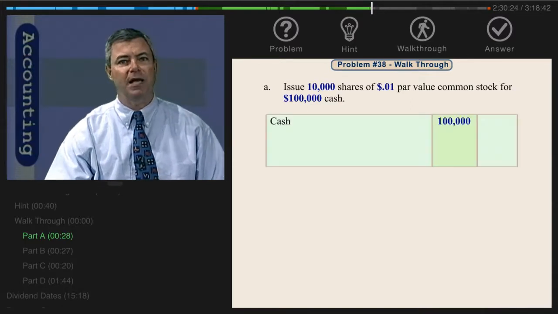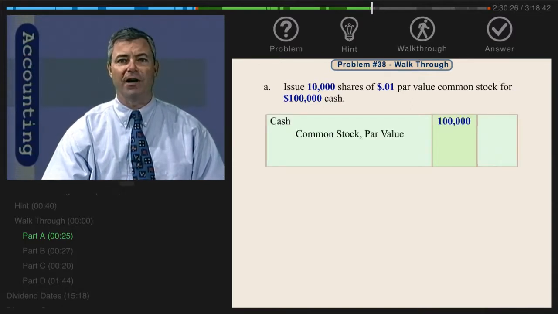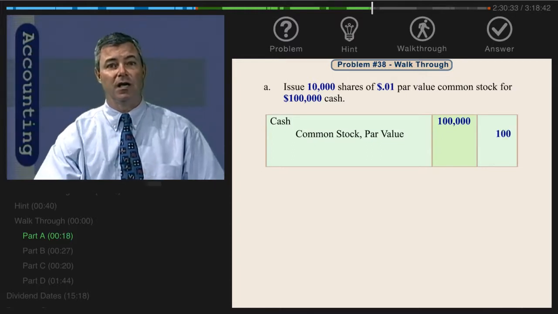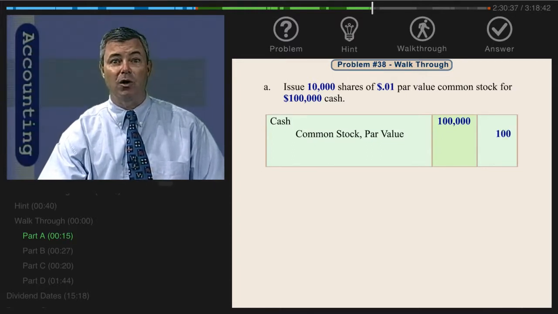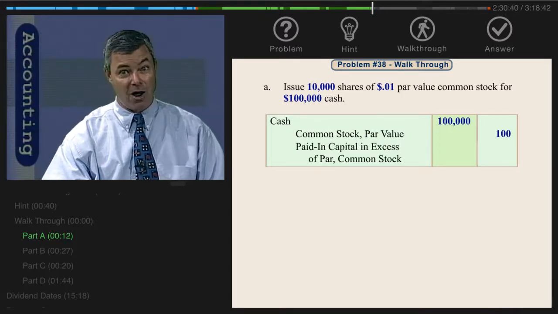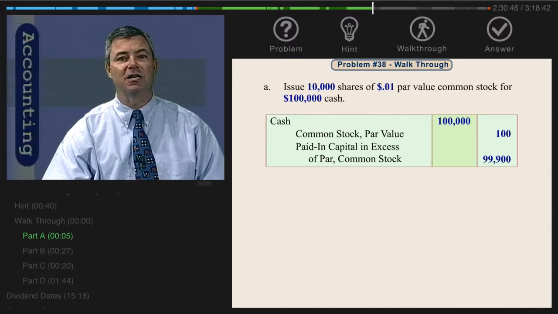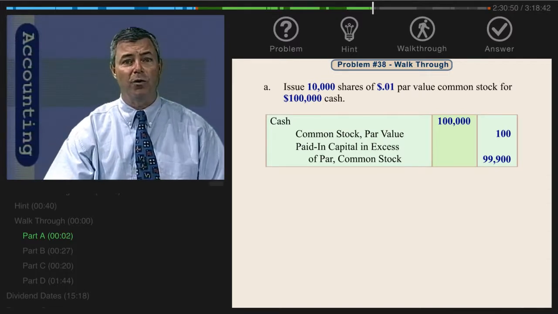If this were to happen, you debit cash for $100,000, credit common stock at par value, which is a penny per share times 10,000 shares, or $100, and the excess contributed is to an owner's equity account under contributed capital called paid-in capital in excess of par at common stock, $99,900. So owner's equity is increased because common stock and paid-in capital in excess of par are both owner's equity accounts.